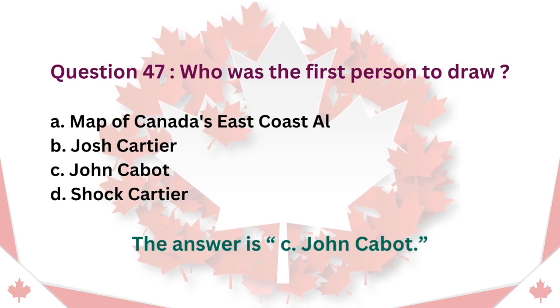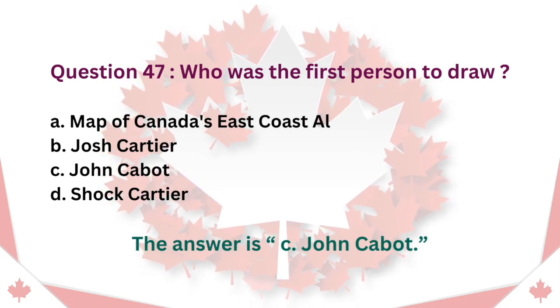Question 47. Who was the first person to draw a map of Canada's East Coast? A. Owl. B. Josh Cartier. C. John Cabot. D. Jacques Cartier. The answer is C. John Cabot.